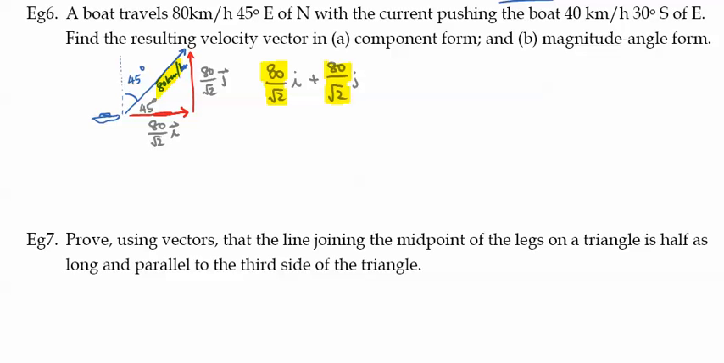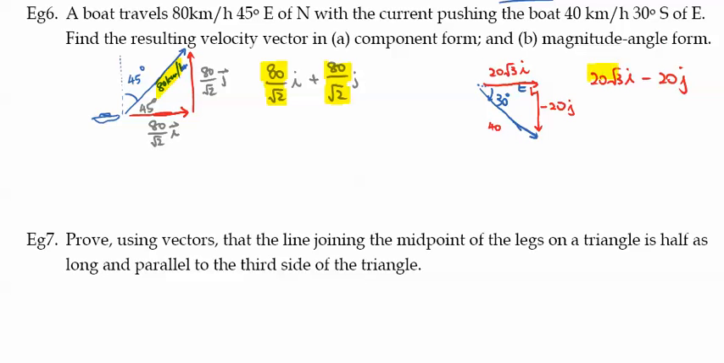When it has the current pushing the boat 40 km per hour south of east, which means starting from the east, the current is pushing in the direction going to south by 30 degrees. And that means making it into the x component and y component. This line and that line here with 40 in this case, right triangle, SOHCAHTOA, we will have this being 20j with a negative, and on the other side this would be 20 root 3 i. So in this case, for the current, 20 root 3 i minus 20j.